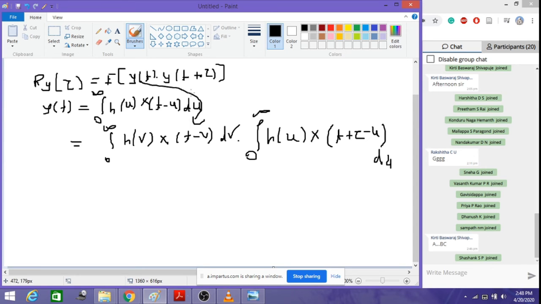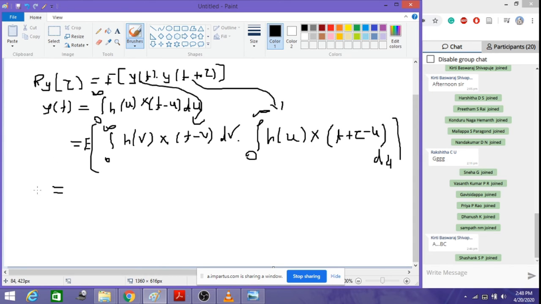Now this is your y of t and this is your y of t plus tau. From this definition we know what our y of t is, so we have substituted. Now we have to apply the expectation for this. So let us apply the expectation.